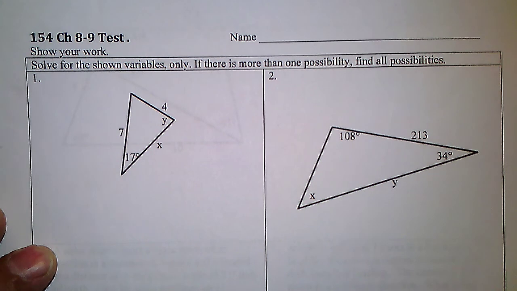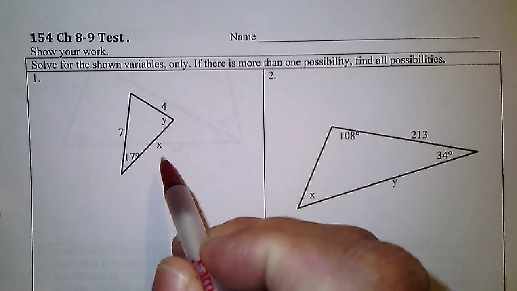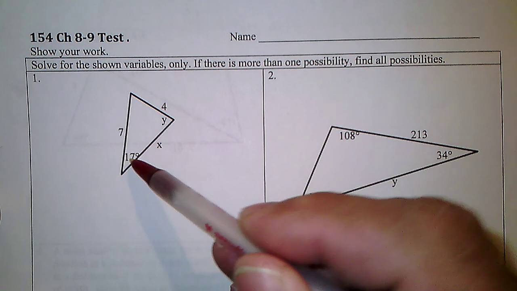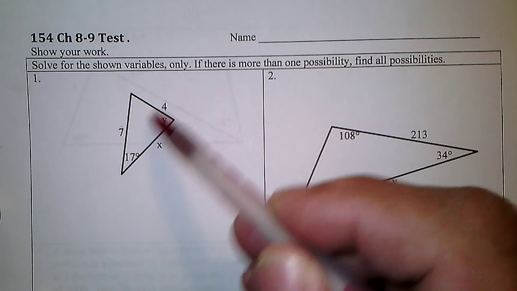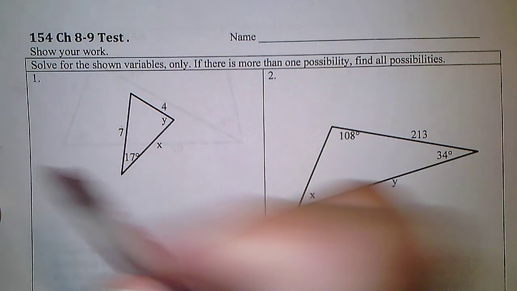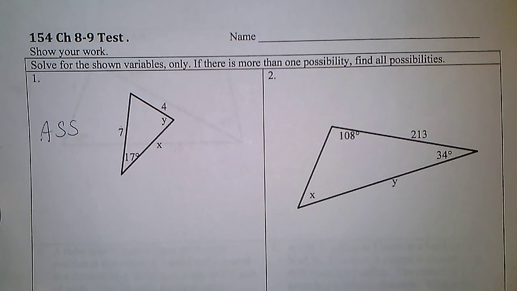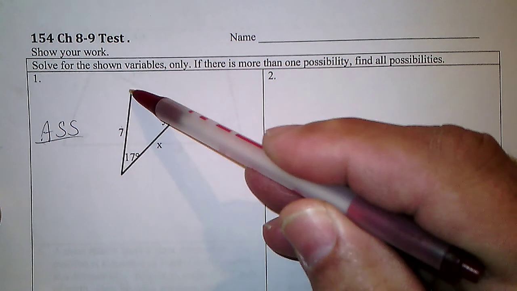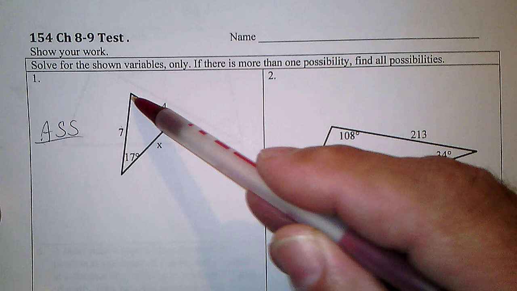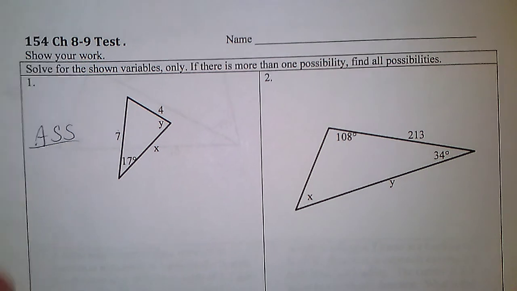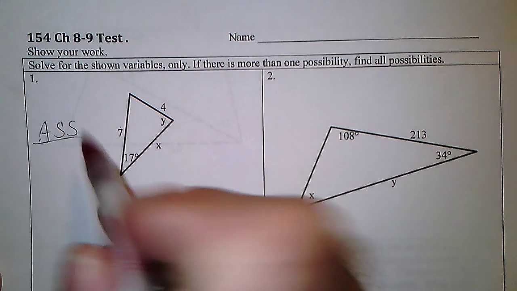Grade 9 test that we just took. So here we have two sides and an angle not between them. So we have angle side side, which means possibly could be two triangles. Now if this side is long and this one's short, it could sit in here two ways. So looks like we might have two possible triangles here.